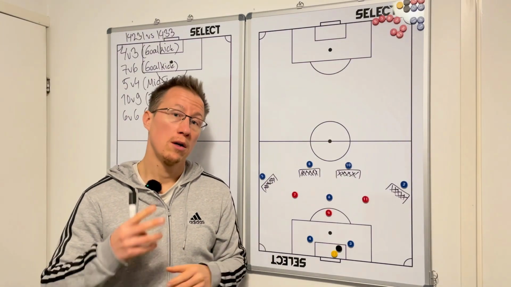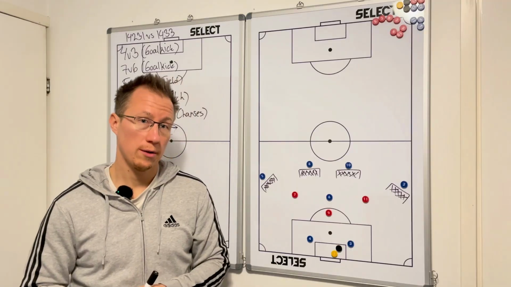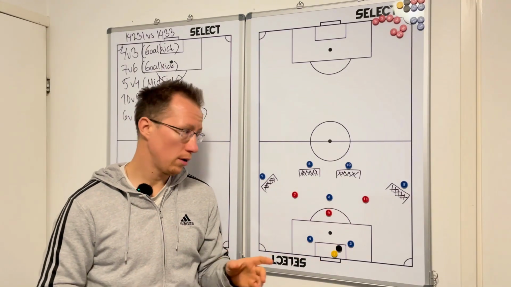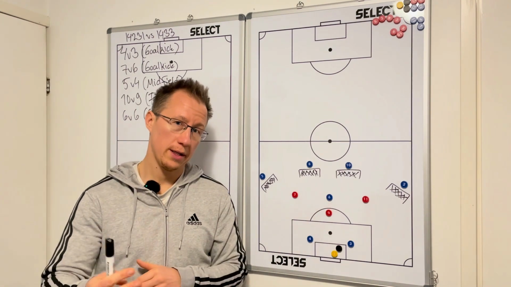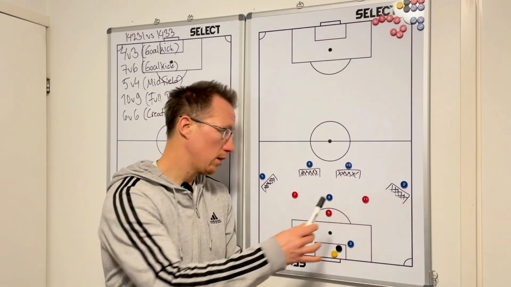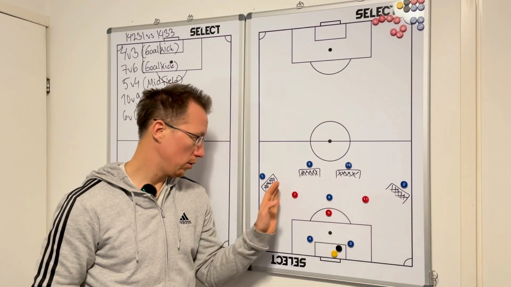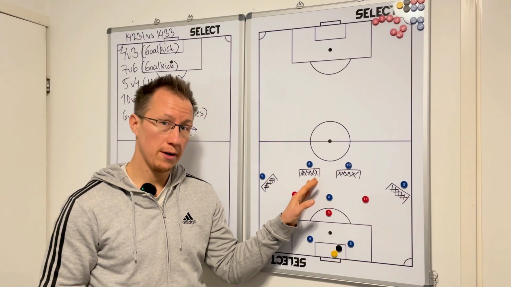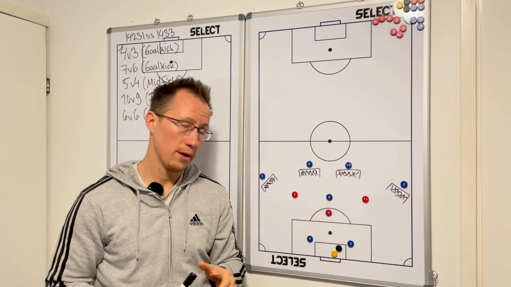Okay, first drill, 4 against 3 from the goal kick. Here we have goalkeeper number 1, 2 center backs numbers 3 and 4, and one of the defensive midfielders number 6. We set 4 mini goals representing our fullbacks numbers 2 and 5 and our other central midfielder number 8 and attacking midfielder number 10.